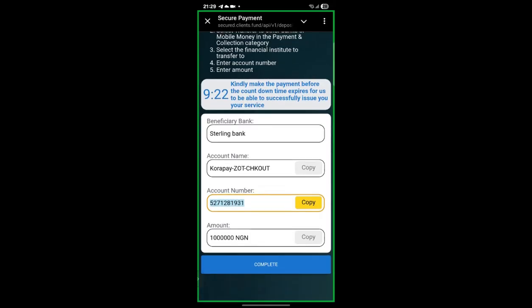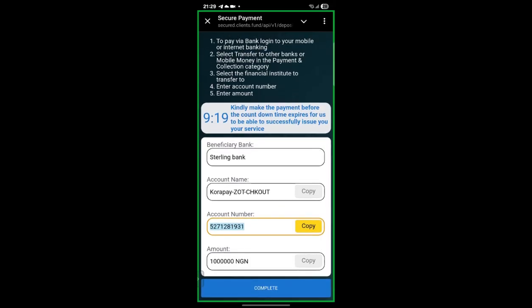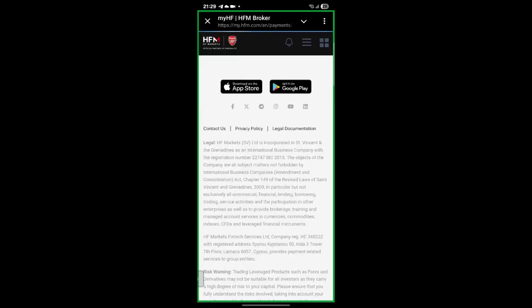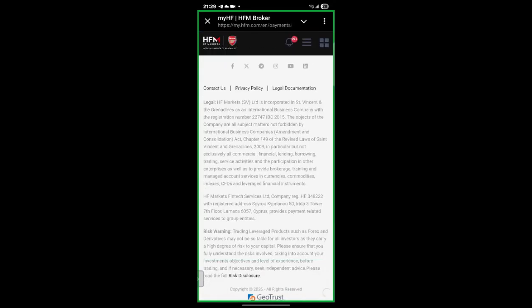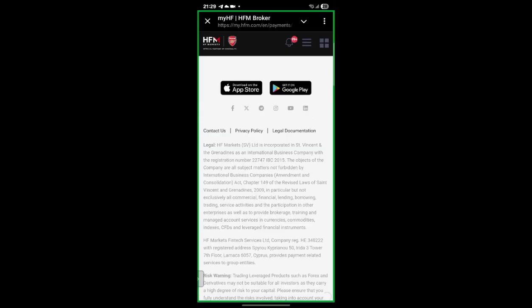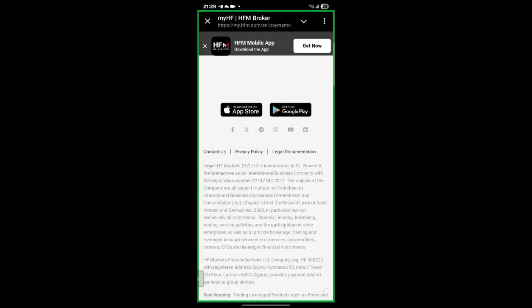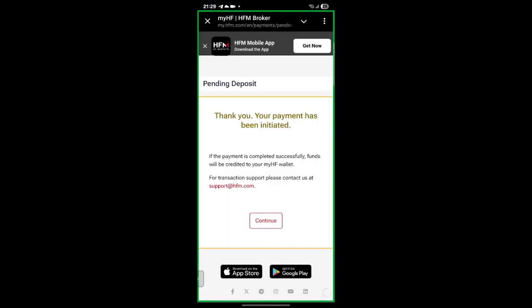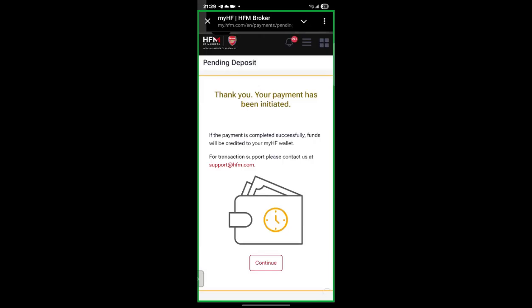The moment I click complete, it's going to show here that I have deposited the 1 million naira. Because I did not actually transfer any 1 million naira, that's why you're seeing pending deposits. But if I had sent the money, you'd see payment complete. Then you click on continue, then you bring it to this page.